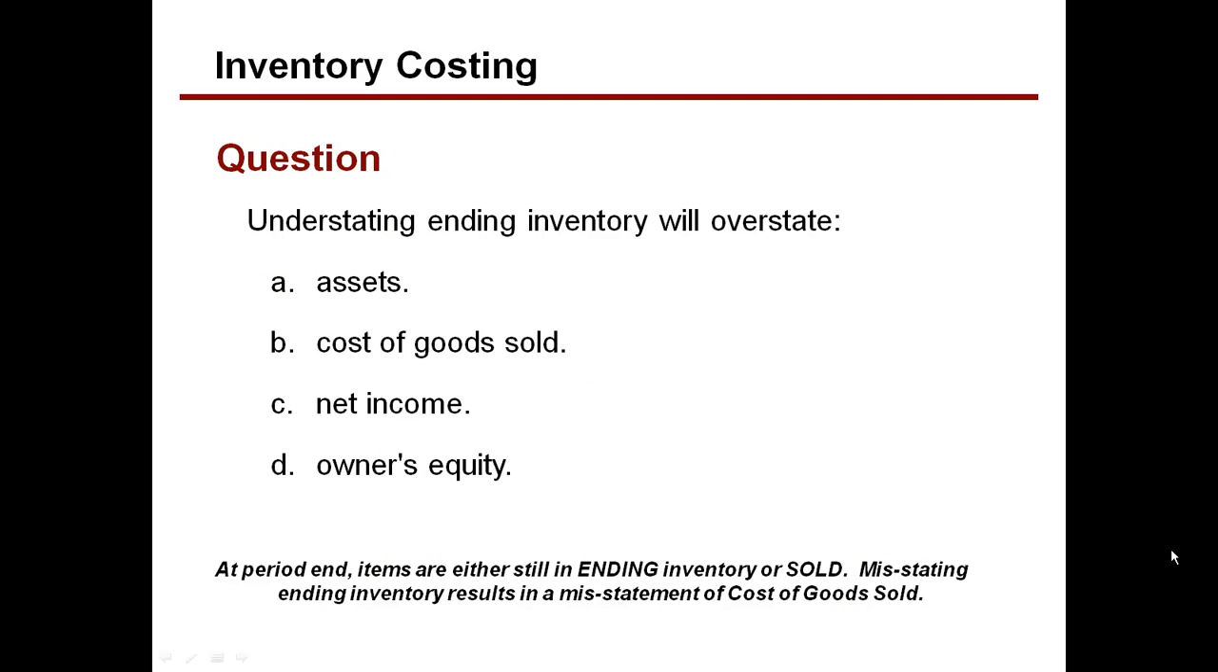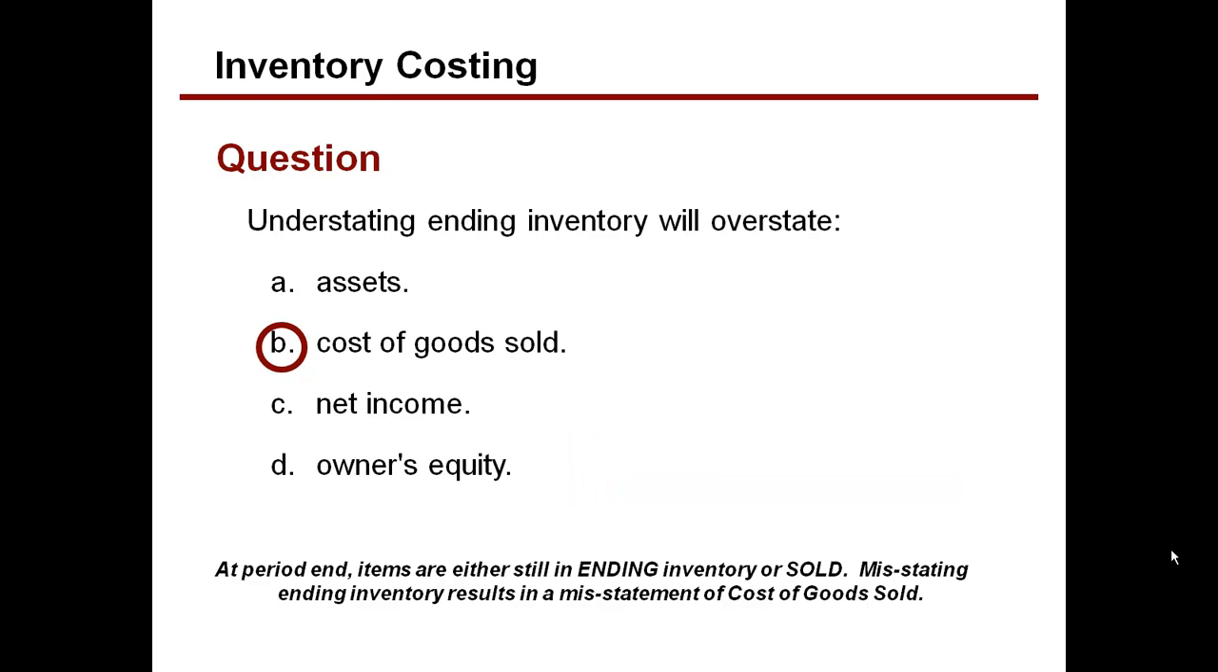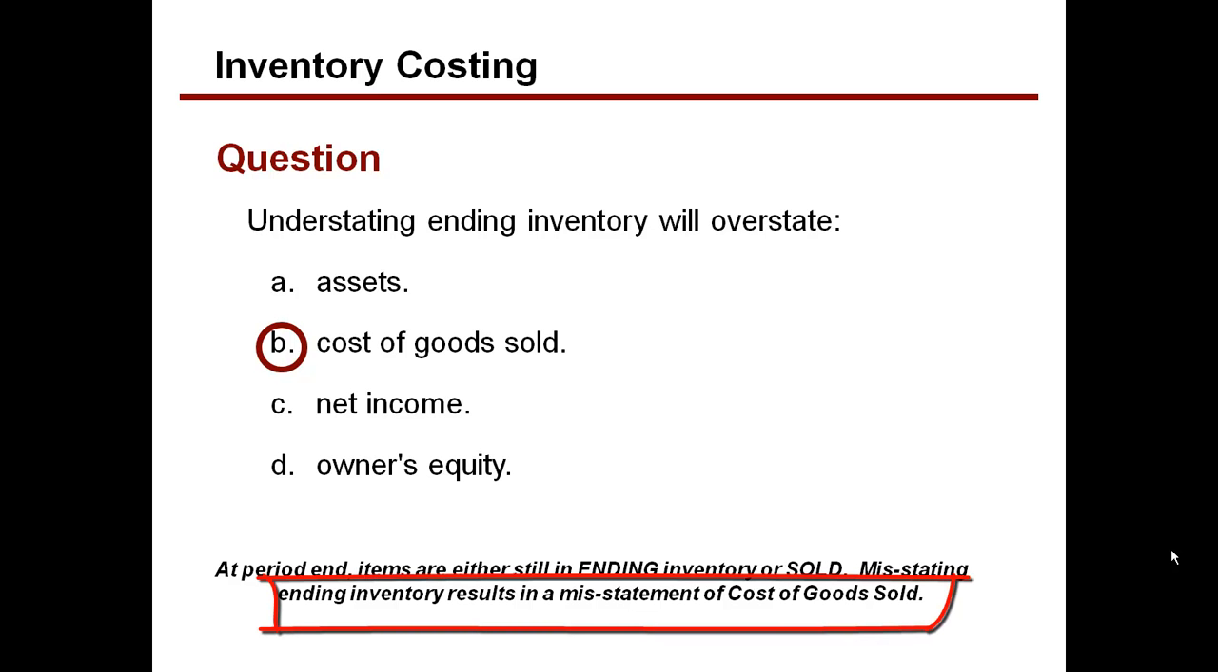Review question. Understating inventory will overstate cost of goods sold. Because again, the total value between the ending inventory valuation and cost of goods sold will equal the total available dollars for that period of time. So if one of the ending components is wrong, the other component will be wrong in the opposite direction. As a reminder at the bottom, at period end, items are either still in ending inventory or they're sold. So misstating ending inventory results in a misstatement of the cost of goods sold in an opposite direction.